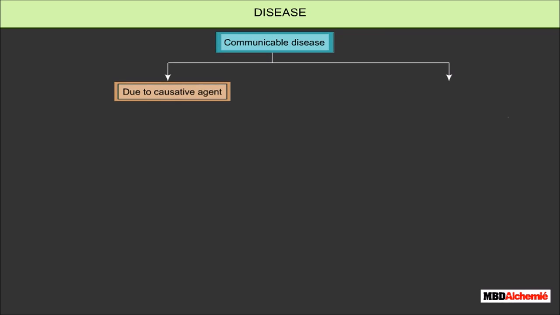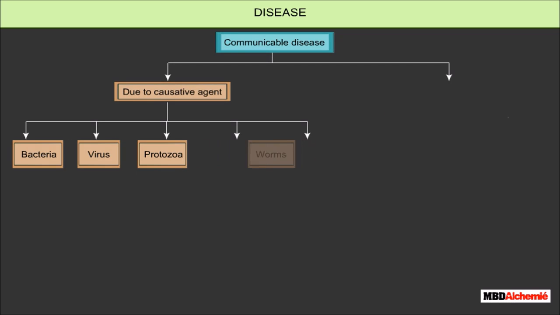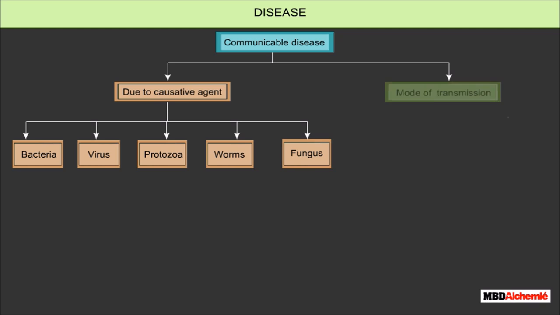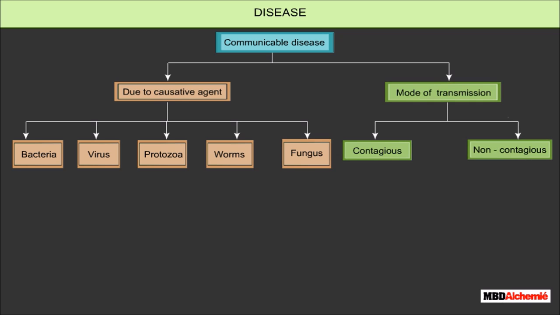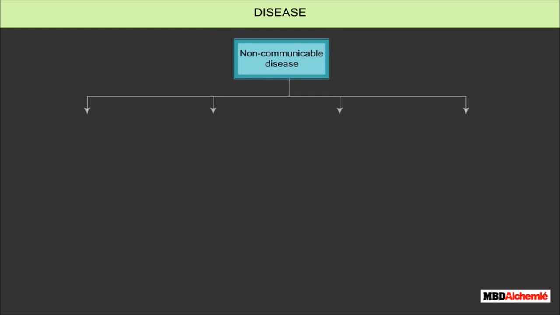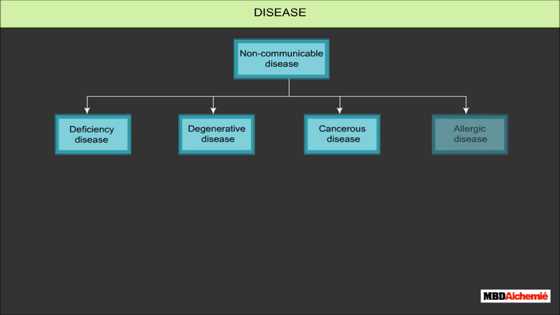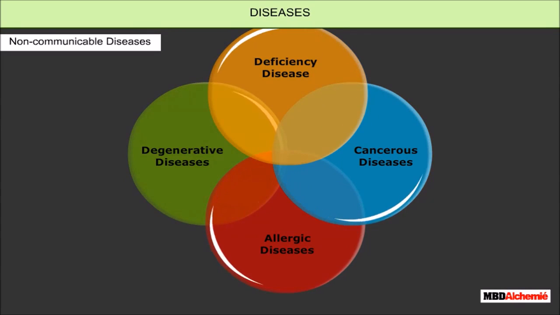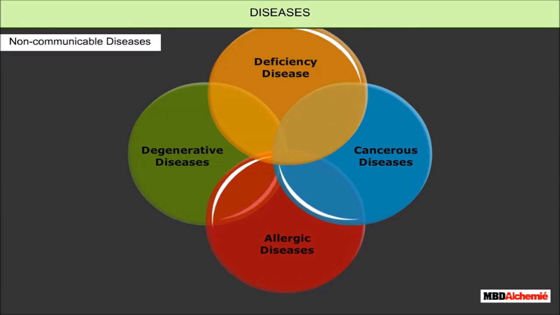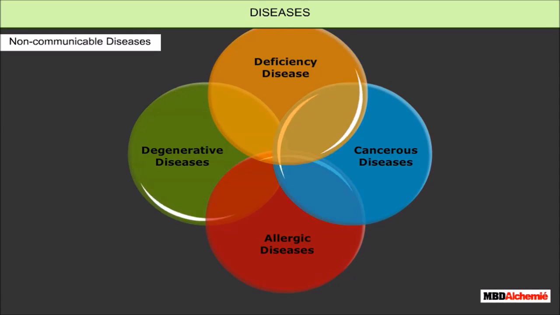Communicable disease further depends upon causative agent, for example, bacteria, virus, protozoa, worms, fungus, and mode of transmission, contagious and non-contagious. Non-communicable disease comprise of deficiency, degenerative, cancerous and allergic diseases. Non-communicable diseases do not spread from an infected person to a healthy person.